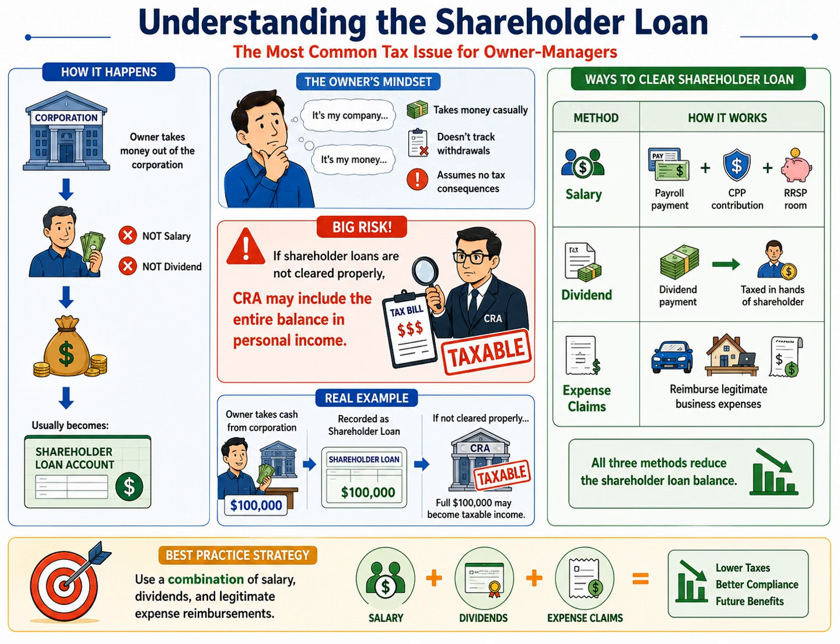In practice, experienced tax professionals rarely rely on just one method. Instead, they usually combine salary, dividends, and legitimate expense reimbursements to achieve the most tax-efficient result while maintaining compliance with CRA requirements. The key takeaway is simple. Never ignore the shareholder loan account. It tells the real story of how much money an owner has taken from the corporation, and managing it properly is one of the most important parts of effective owner-manager tax planning.